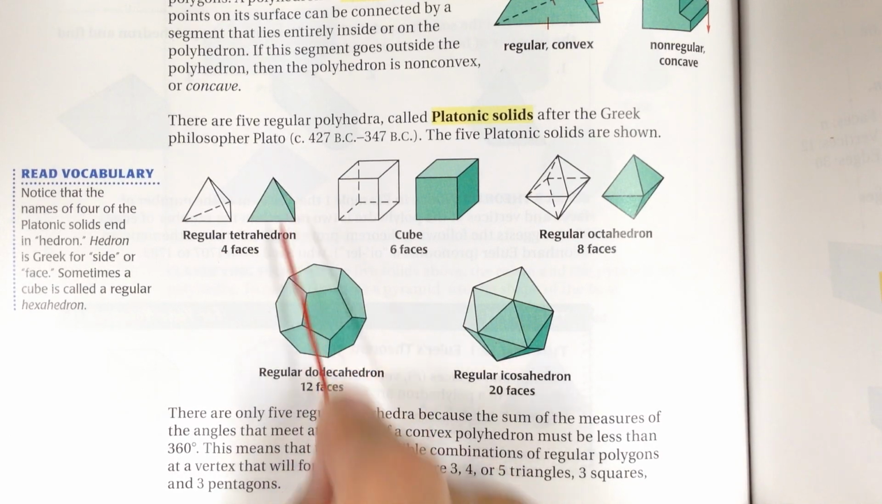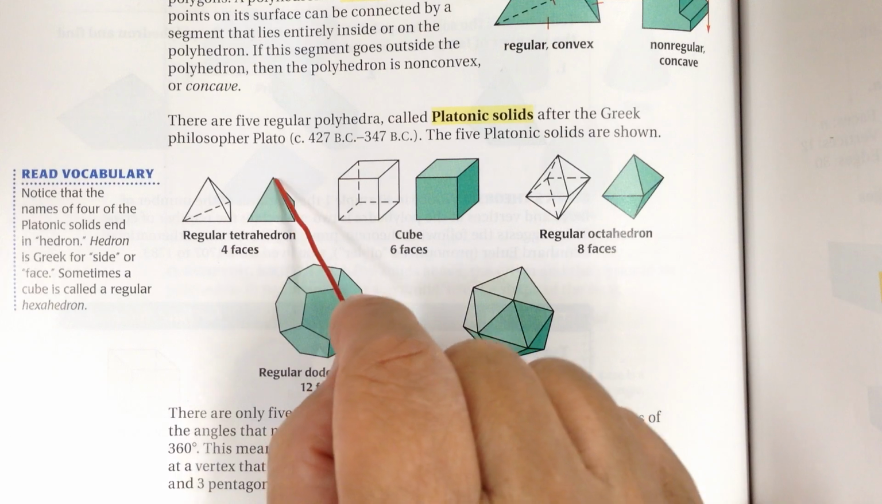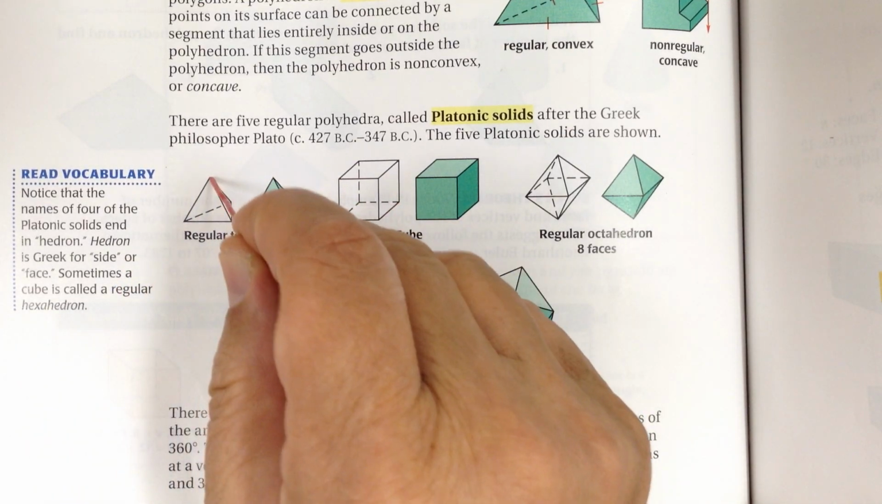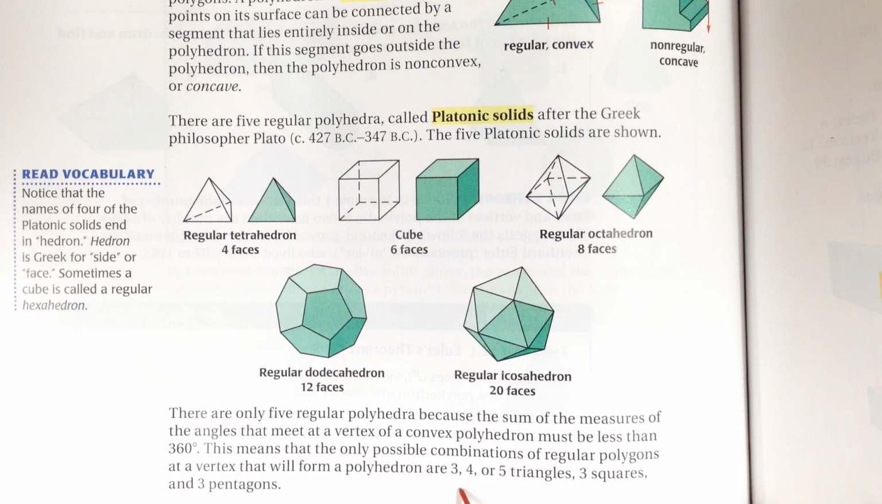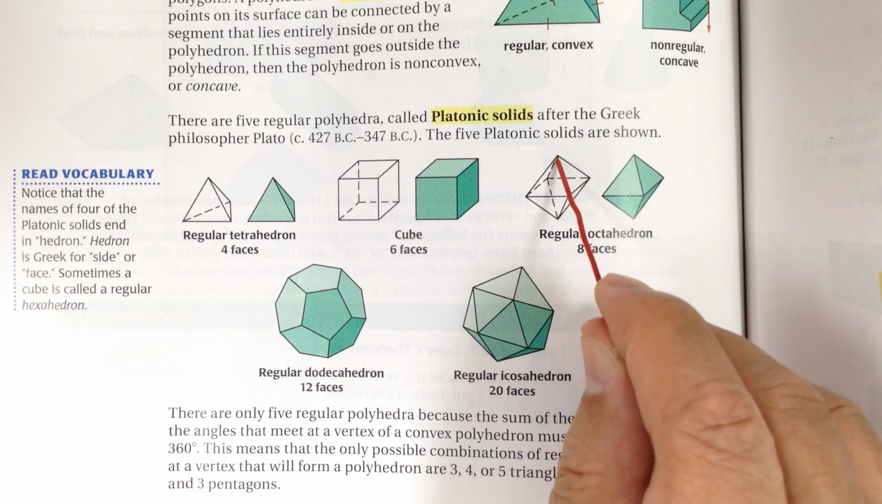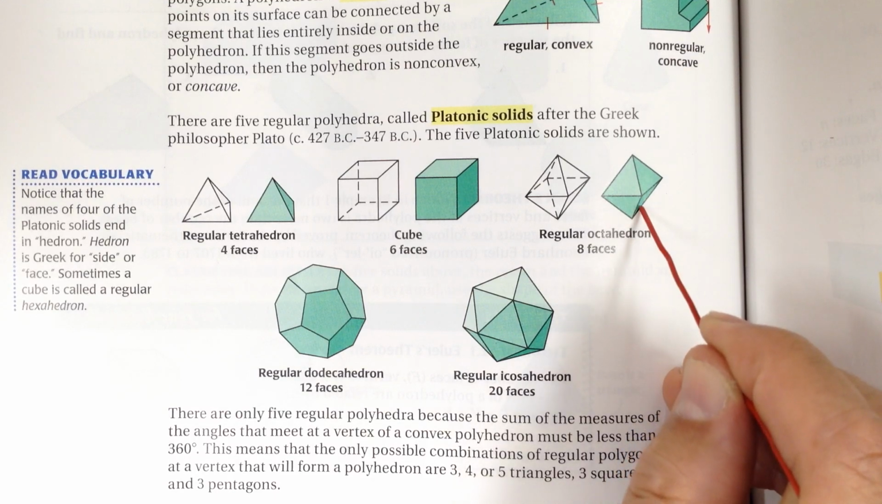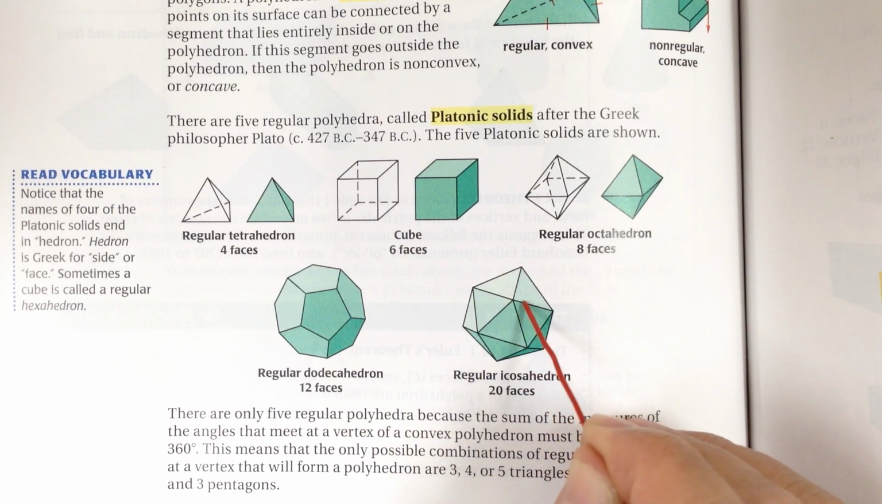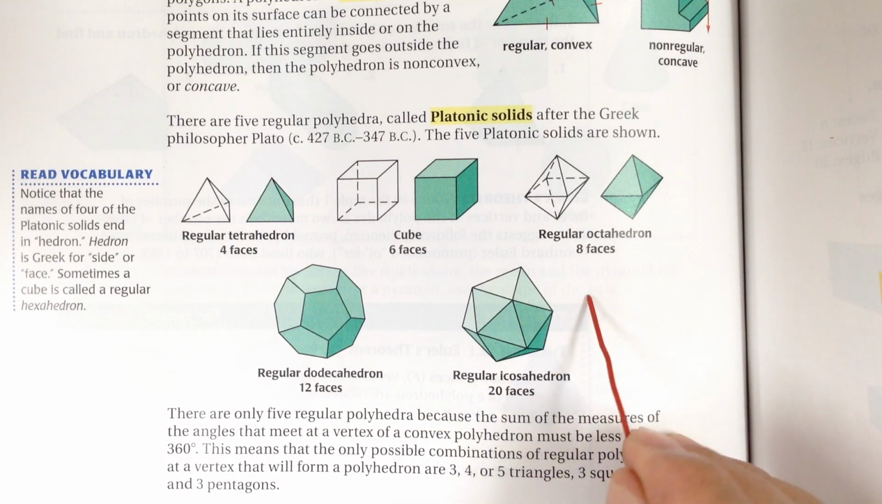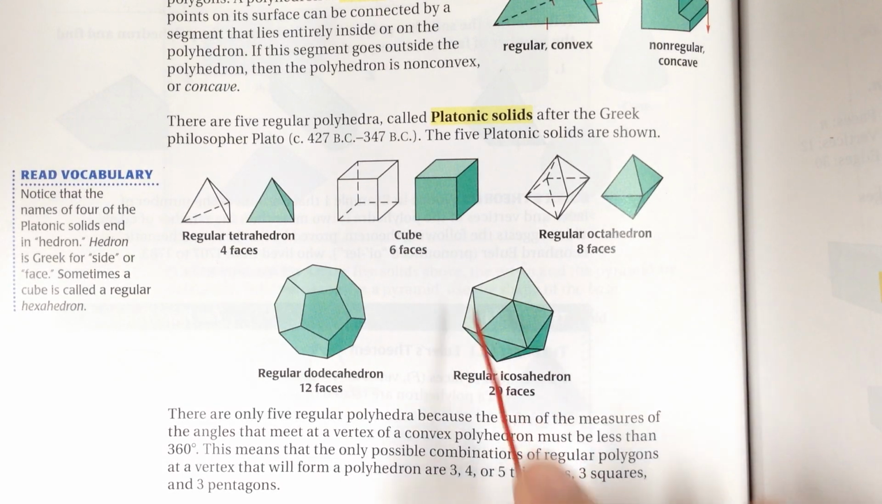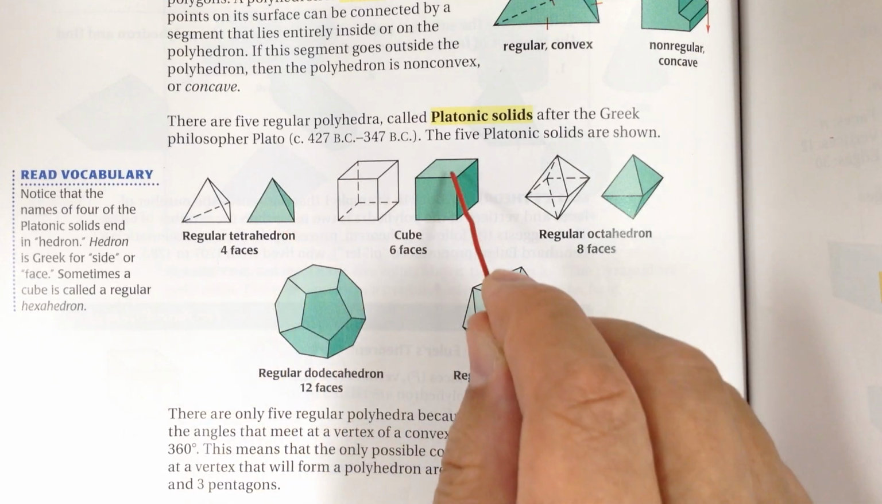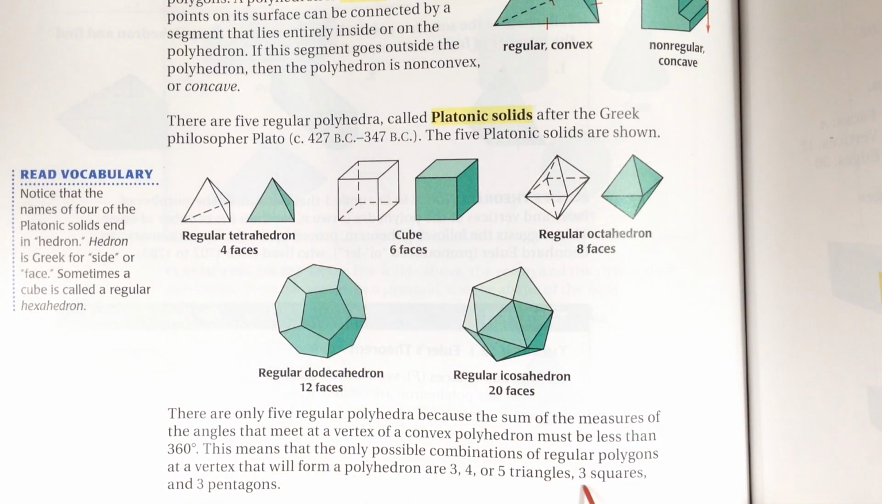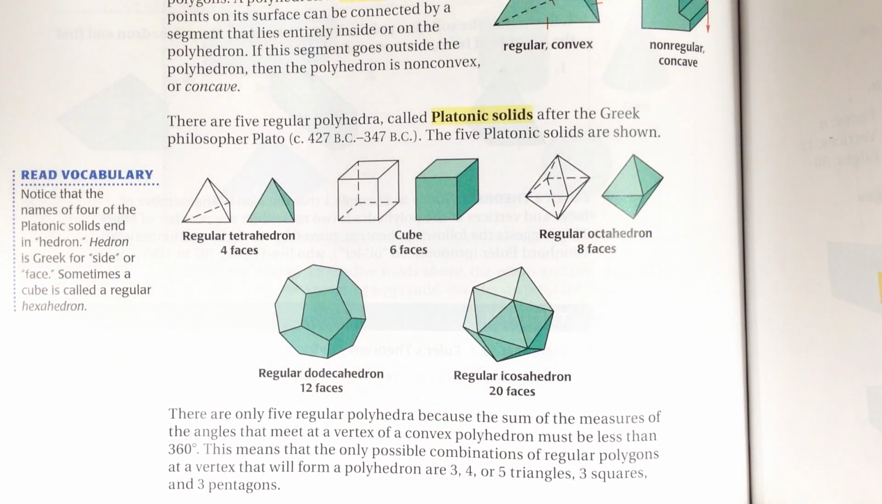So 3 triangles meet at a vertex. Again, in this one, every vertex has 3 triangles. In this one, every vertex has 4 triangles. This one, every vertex has 5 triangles. But if you try 6, it will become flat, and then you are not able to have a solid. And for the others, you can use a triangle, a square, or a pentagon, and that's it. You cannot use other shapes to form a regular solid.